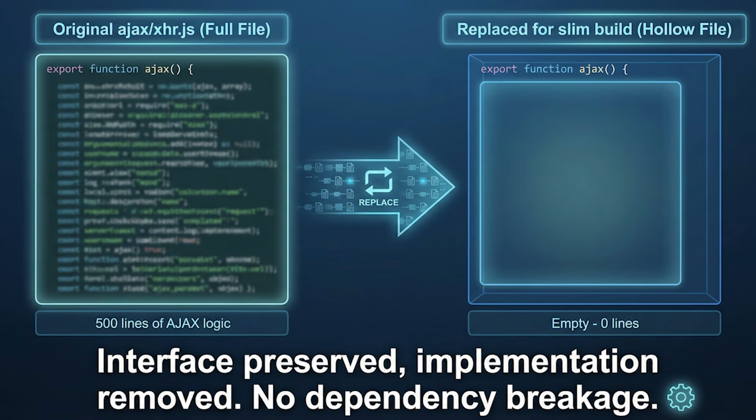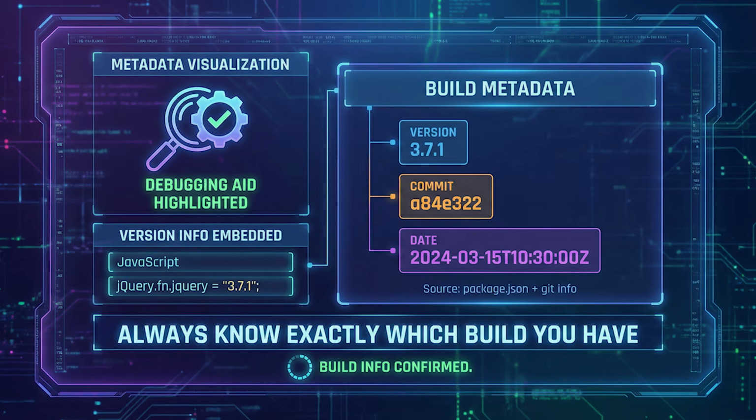To accomplish this, jQuery uses a custom Rollup plugin called rollup-file-overrides. Instead of removing modules, which would break dependencies, it replaces their content with empty exports. This is clever because it maintains the module interface while removing the implementation. The build also dynamically stamps version information: package version from package.json, git commit hash, build date. This is embedded directly in the output, so you always know exactly which build you're running.